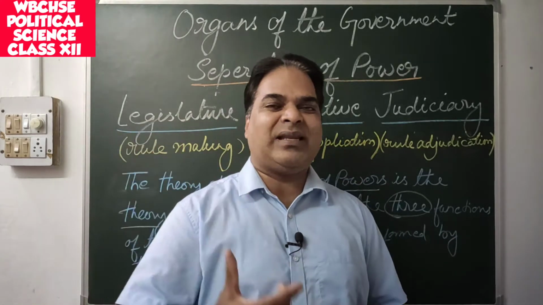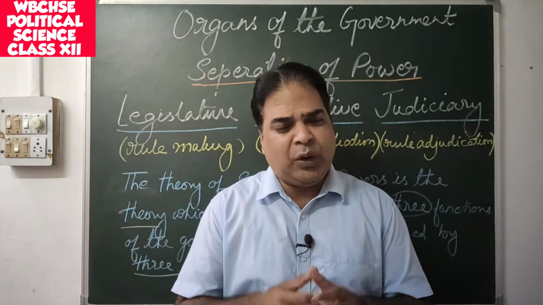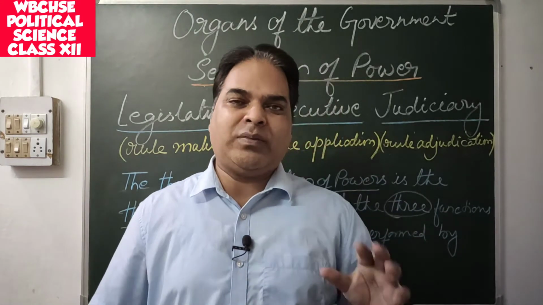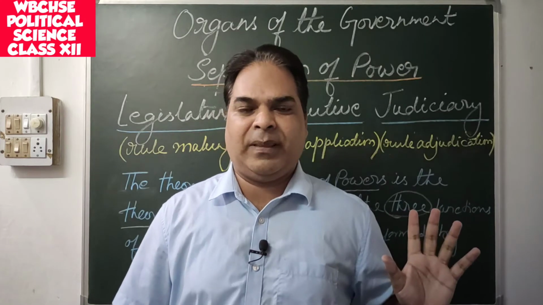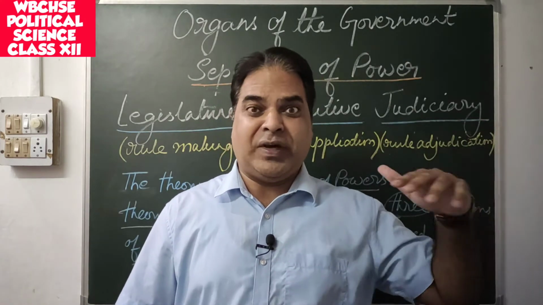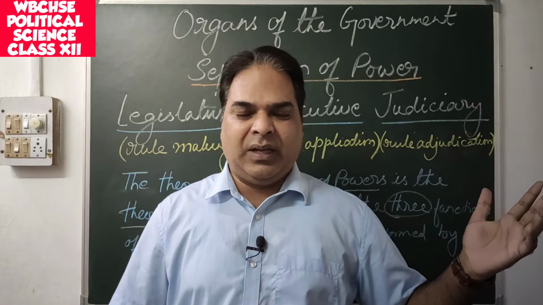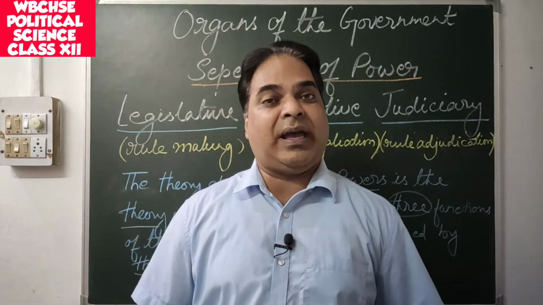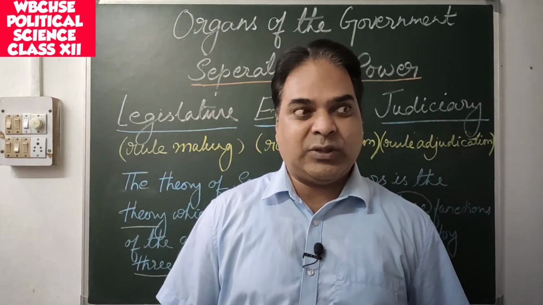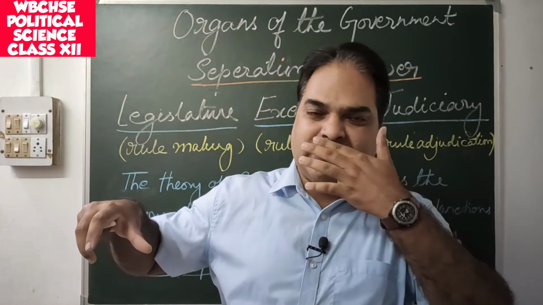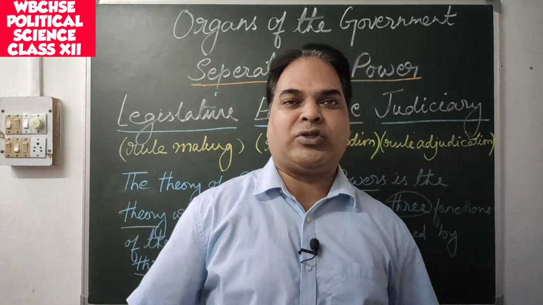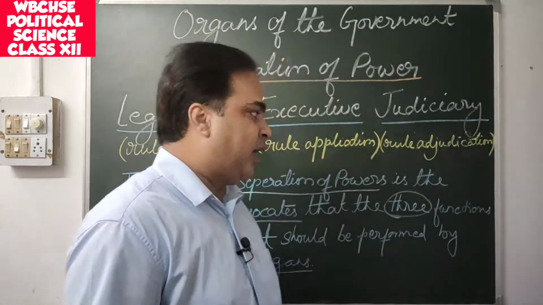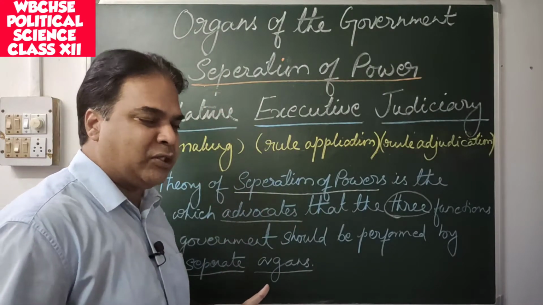So the best example we get is in the USA, where they follow the theory of separation of power. Though the American president is very powerful, he is not so powerful that he can take a decision which is against the country. That is why, in order to check the president, the legislature is there to check the powers of the president. That is also very important to note. So this is all about the theory of separation of power.